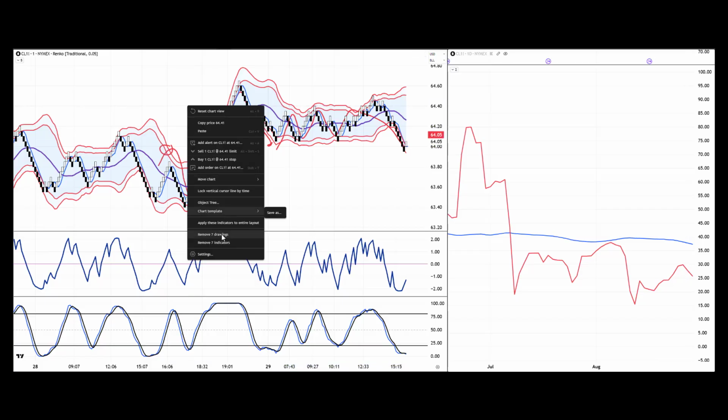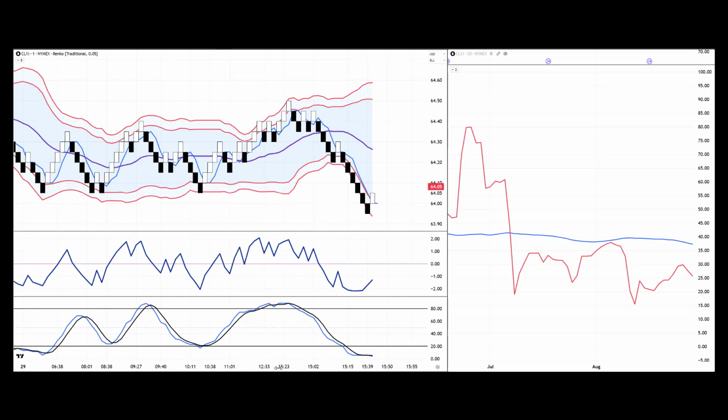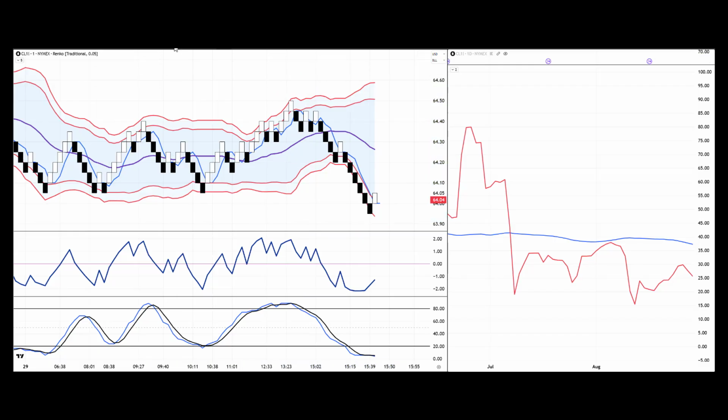So coincidentally, as I'm recording this, we've just had a live trade, and we can see that in this zone just here. It's played out. It's just finished. I'll explain why it's just finished. But how would we have got into that trade?